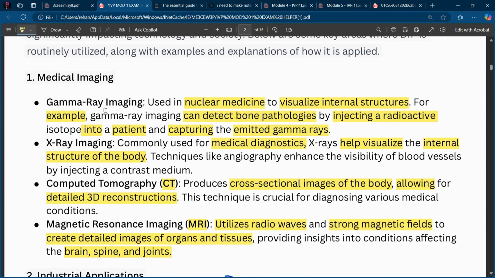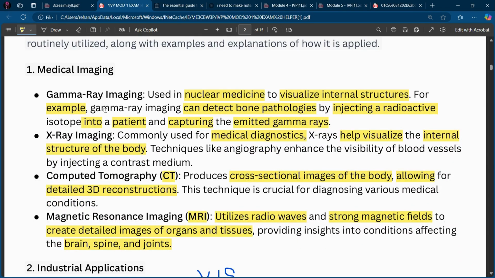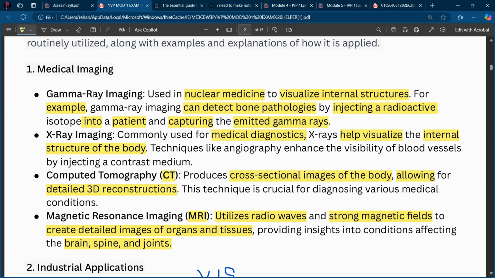Here we have four types of imaging under medical imaging: gamma ray, X-ray, computer tomography, and magnetic resonance imaging. I'll explain the basic, important part, which you can easily elaborate. For gamma rays, a radioactive isotope is injected into the human, which emits gamma rays, and these gamma rays are captured and studied. It allows you to visualize the internal structures, detect bone pathologies, and is used in nuclear medicine. Then X-ray: you can simply write that it is used for medical diagnosis. It helps to visualize the internal body.